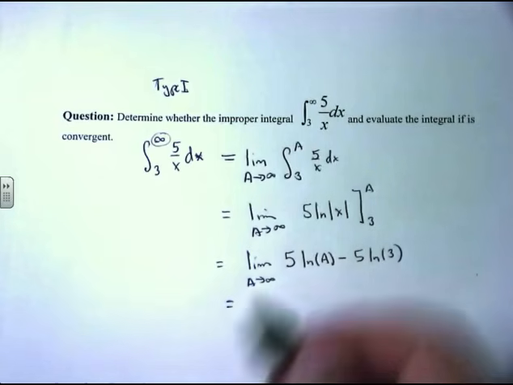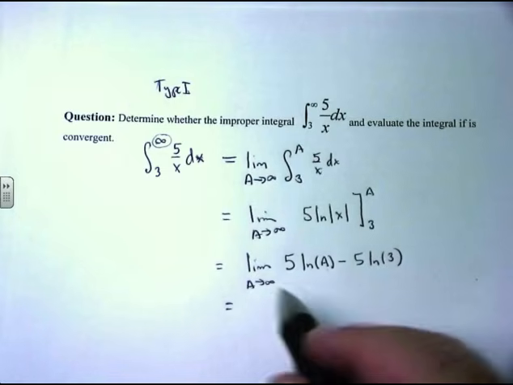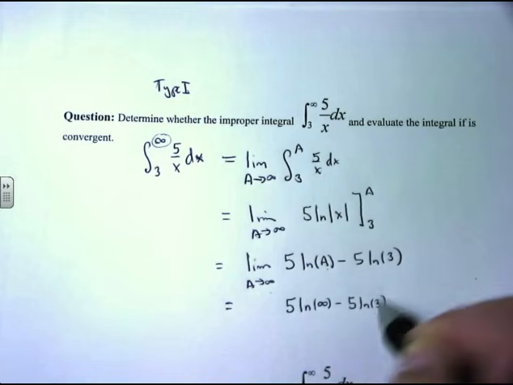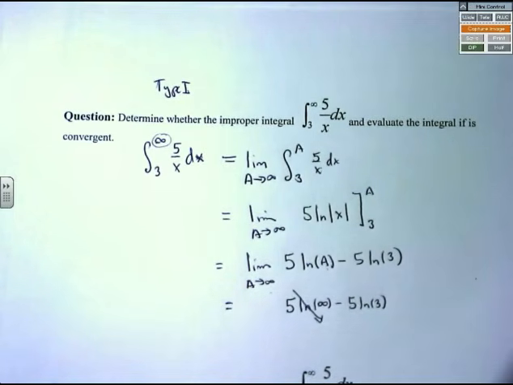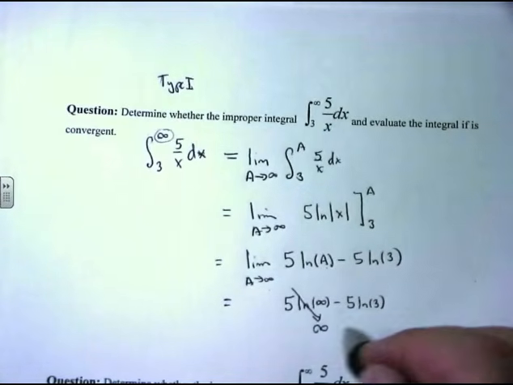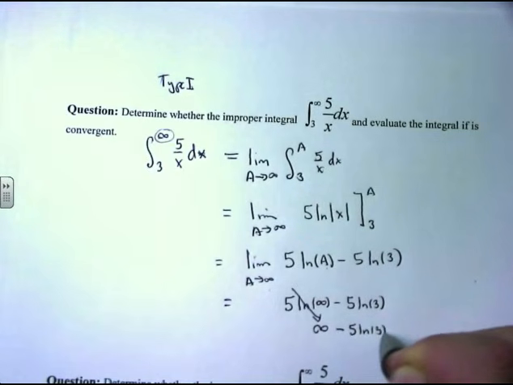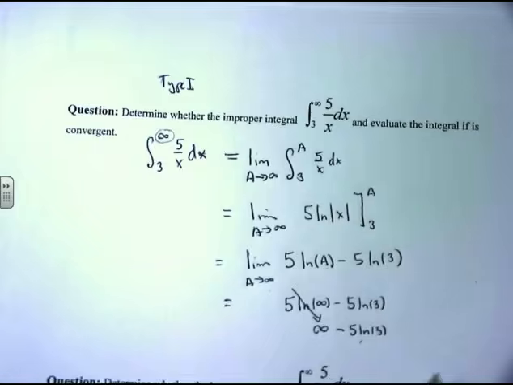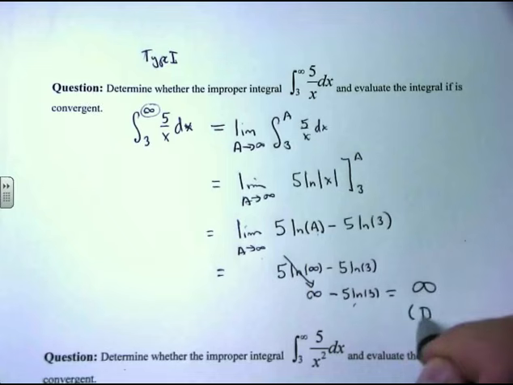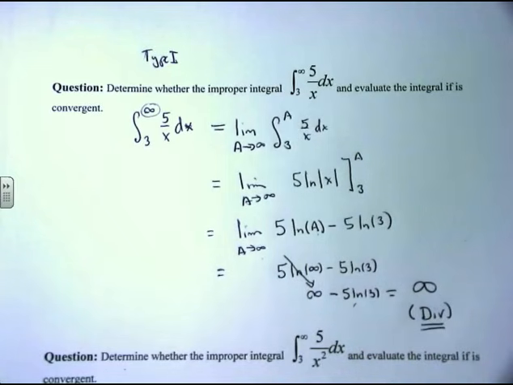But now we evaluate. Now I'm going to replace a with infinity. This is 5 times the natural log of infinity minus 5 natural log of 3. But as we just mentioned a few seconds ago, the limit as x approaches infinity of the natural log of x equals infinity. In other words, the natural log of infinity is equal to infinity. So this thing is going to infinity. So I get infinity minus 5 natural log of 3. 5 natural log of 3 is just some kind of number. So infinity minus a number is infinity. So we would say the answer to this integral is divergent.